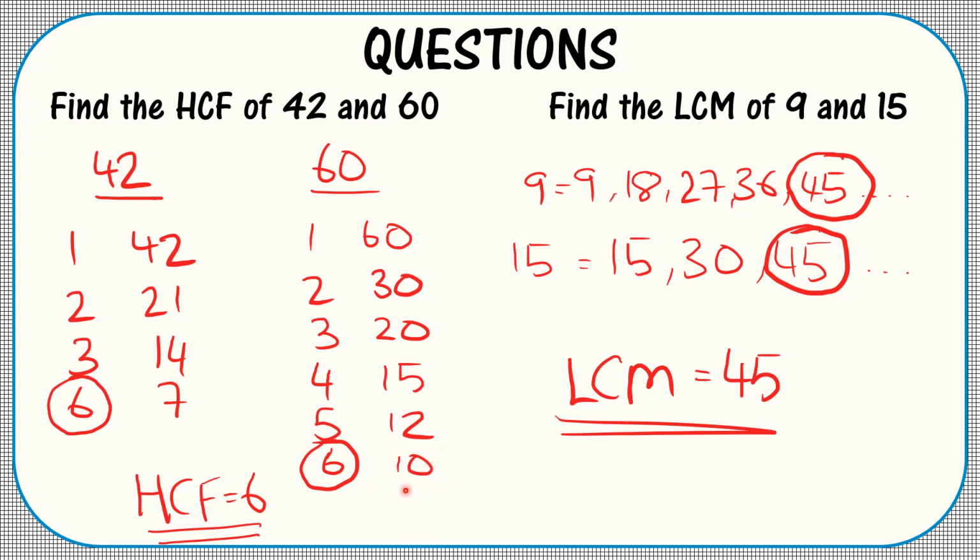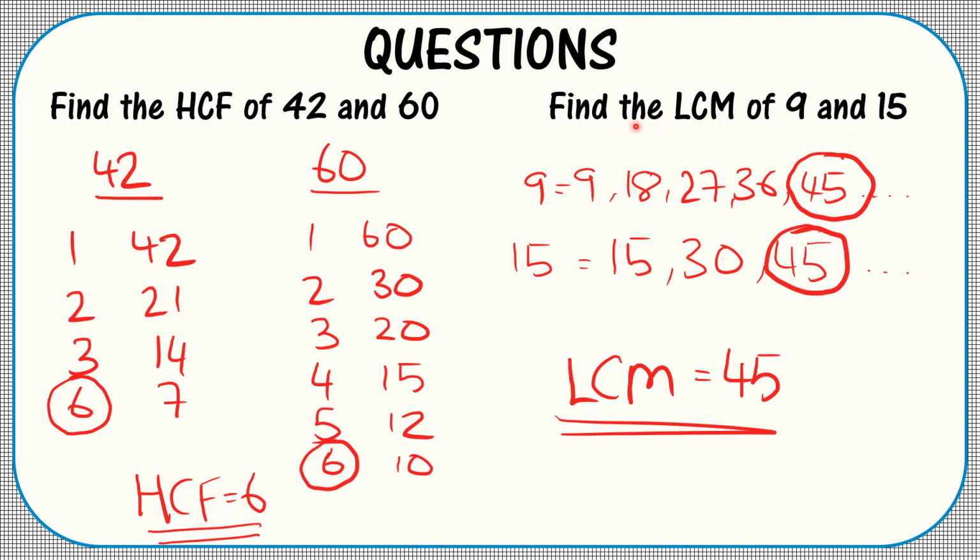Yes, it does, because we've already written this down. All of these are the factors. So 1, 2, 3, 4, 5, 6, 10, 12, 15, 20, 30, and 60. The biggest number that is common in both of these lists is 6. So the highest common factor is equal to 6.